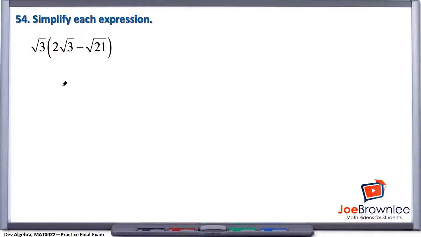Number 54, simplify the expression, and we have the square root of 3 times the quantity 2 times the square root of 3 minus square root of 21. All right, so we're going to distribute what's here on the outside into our binomial here.